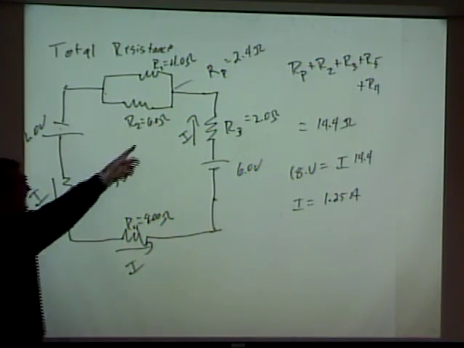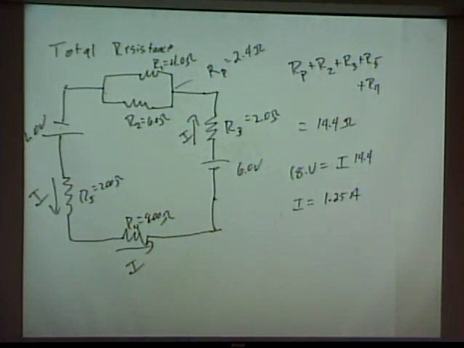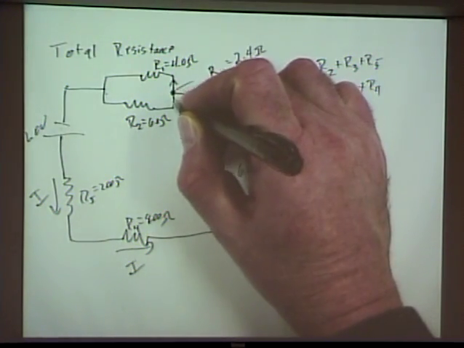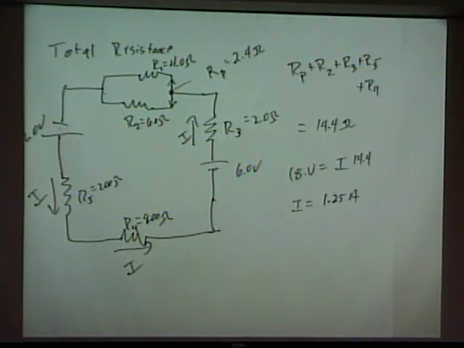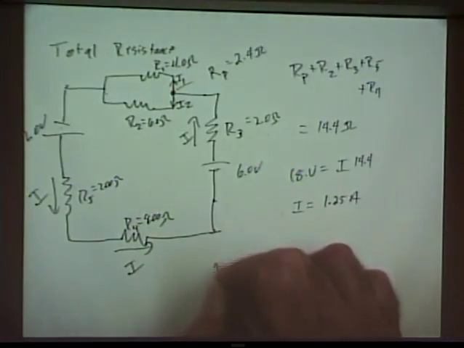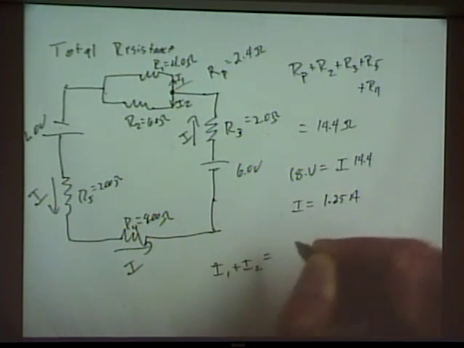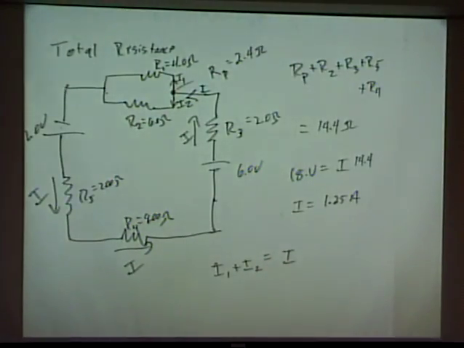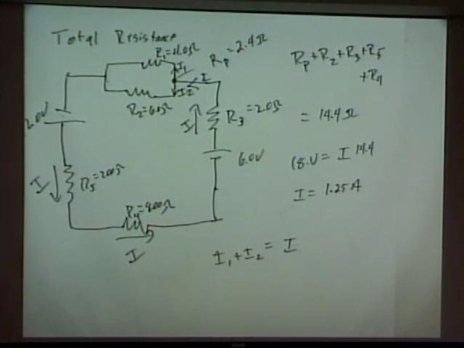Now then, we've got the junction rule here. We've got a problem here. We'll call this I1 and I2. I1 plus I2 equals I, which is 1.25.